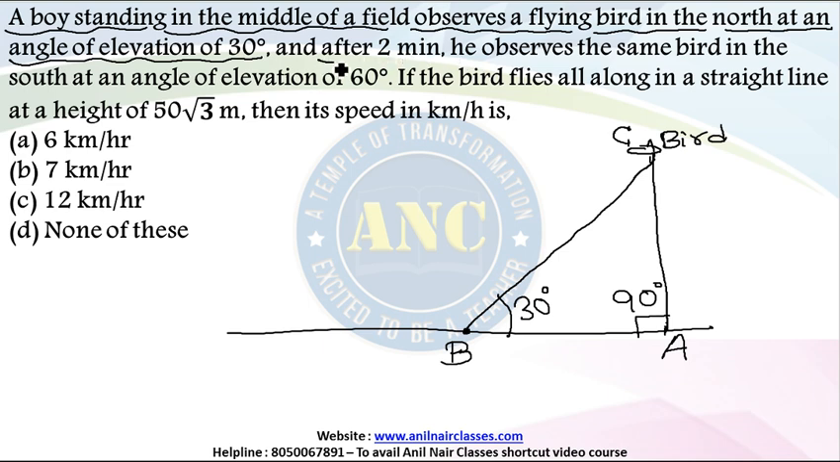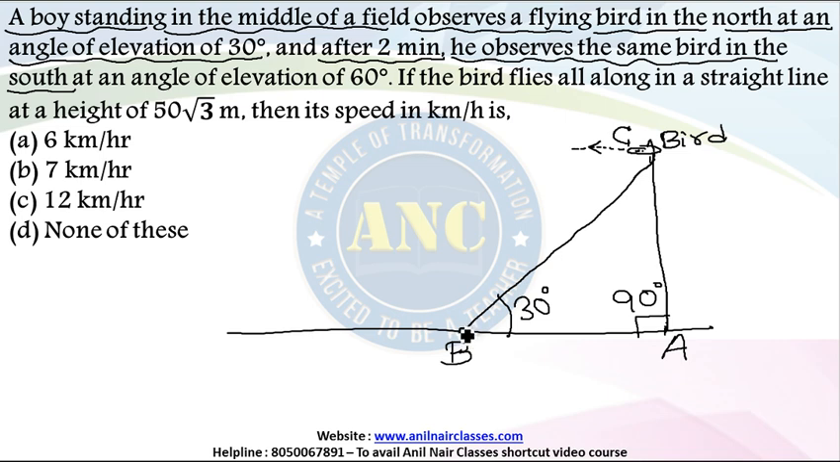Next, after 2 minutes, now the bird is at this point, right? The bird is at this point. It kept on moving like this. After 2 minutes, he observed the same bird in the south. Now, how are you saying that it is moving in this direction itself? Now, this is the position of the boy.